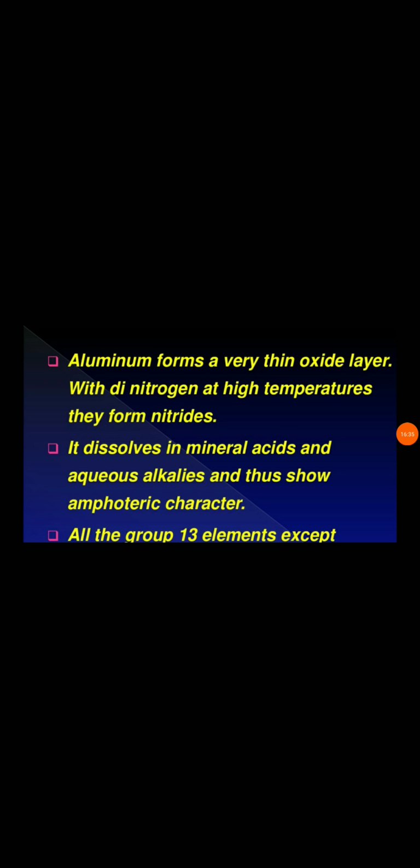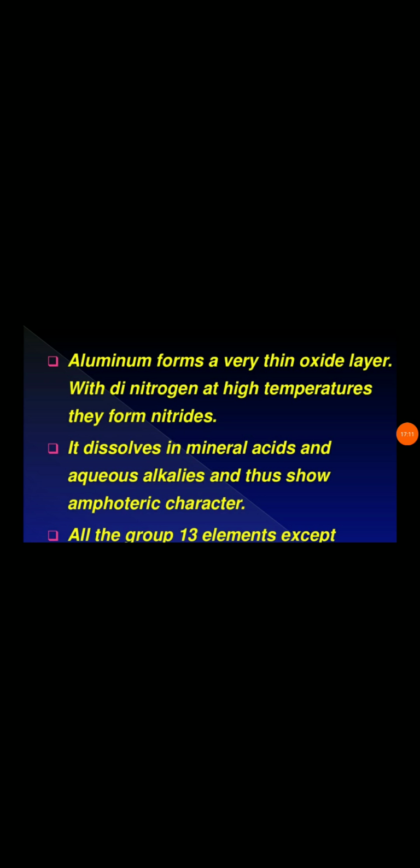The remaining elements won't exhibit that amphoteric nature. So only aluminium shows it; all the other group 13 elements act like metals, with only metallic character. Aluminium is also a metal, but it is an amphoteric metal. That means it shows acidic character as well as basic character.